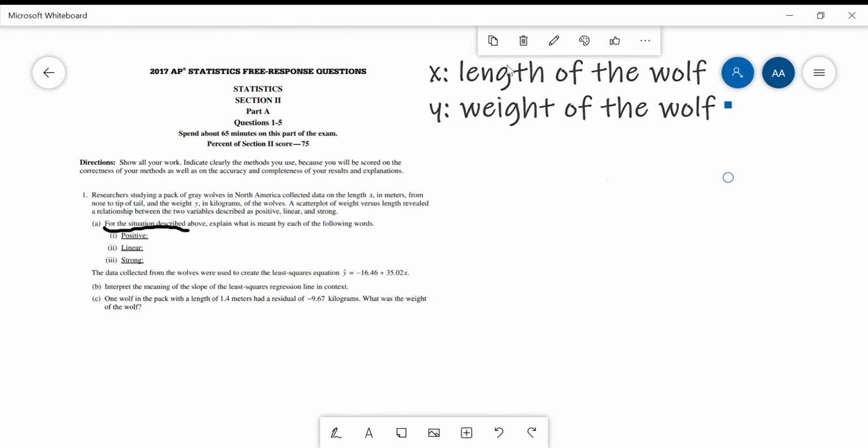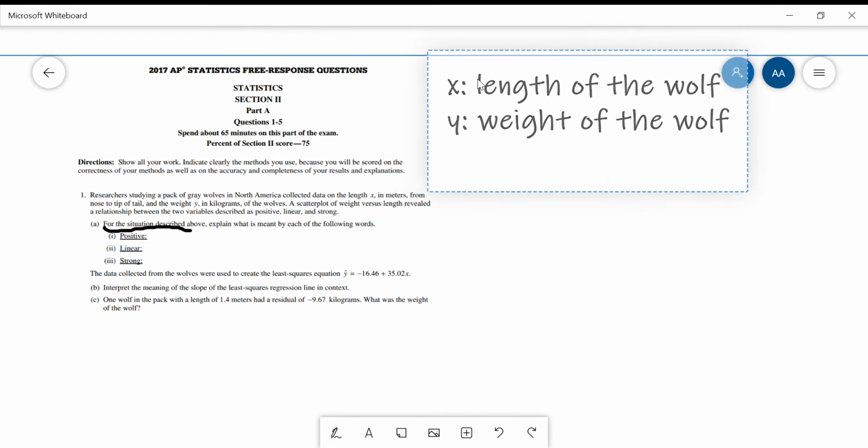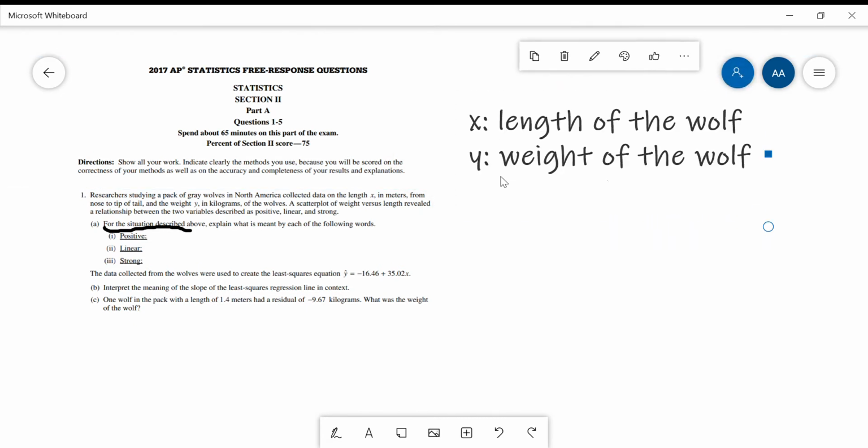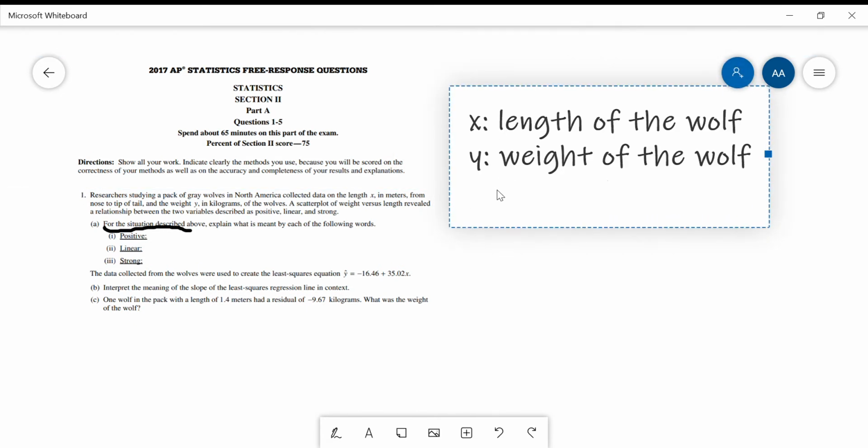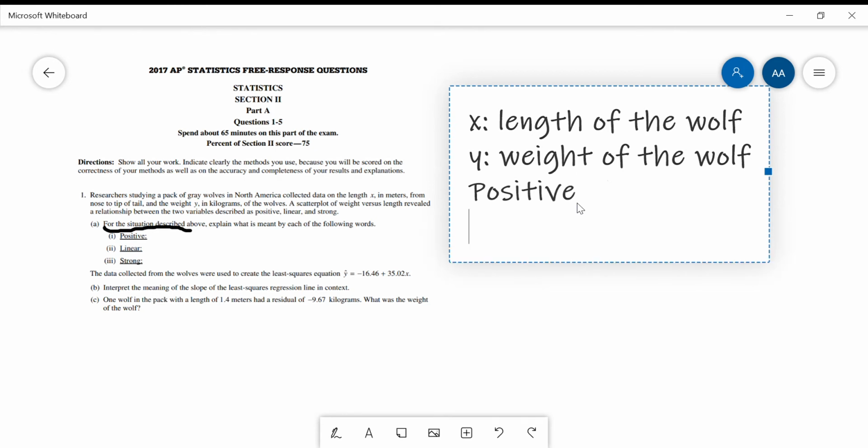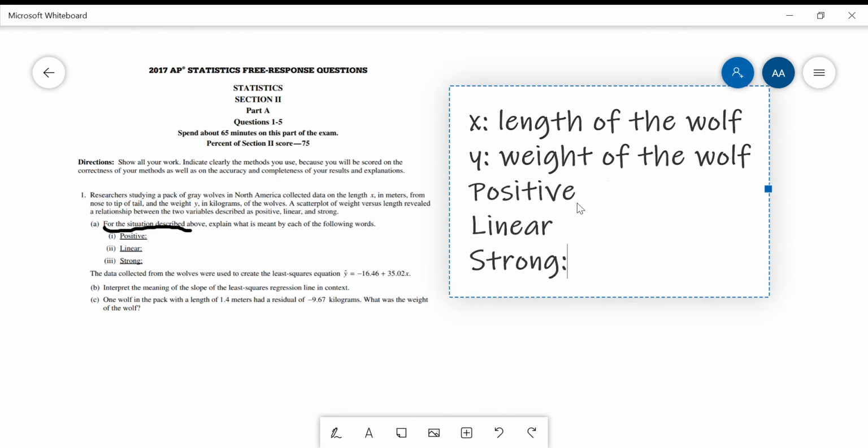Specifically, they gave us that there's a scatter plot, apparently. They didn't give us a picture of the scatter plot. I would have put it here, but they did tell us it was positive, linear, and strong.